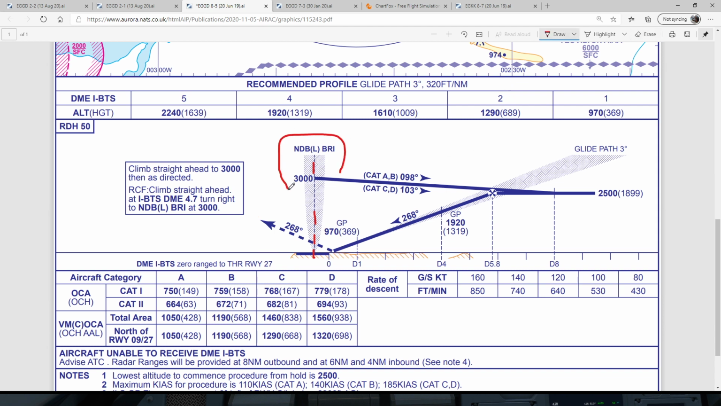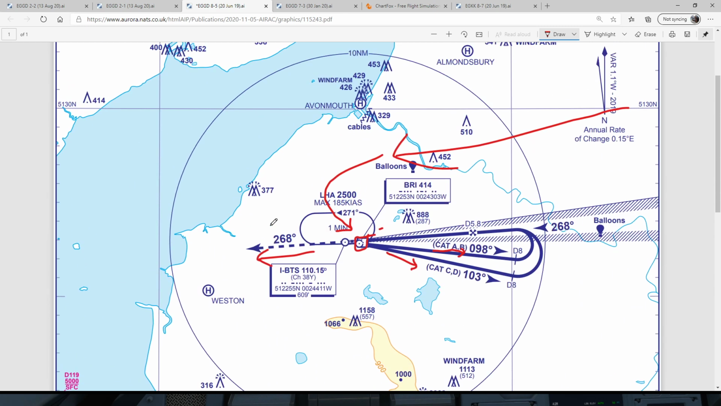So we've got the NDB for Bristol tuned in, and we can see here this little box. In the event of a missed approach, this is telling us to climb straight ahead, which is that heading 268 degrees that we just talked about. We've climbed to 3,000 feet and then as directed, and that would be as directed by the tower. And then in the case of a radio failure or comms failure, we climb straight ahead, and then at the end of the runway we turn to NDB Bristol at 3,000. So everything basically means that we reset ourselves for another approach.